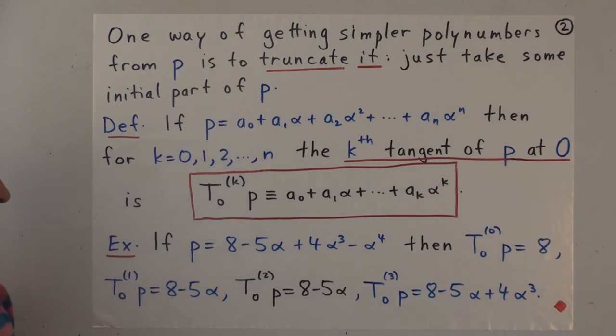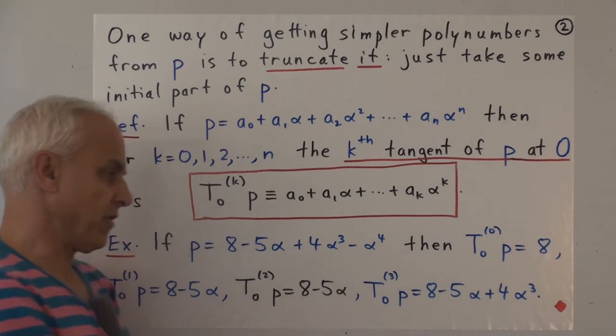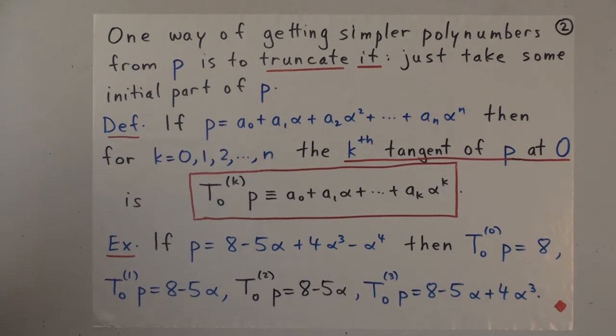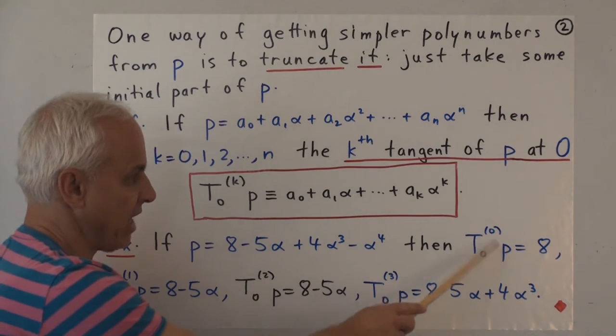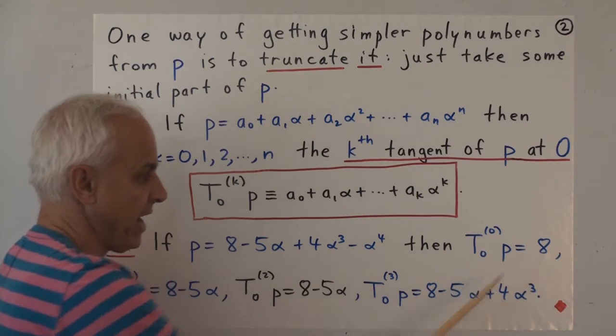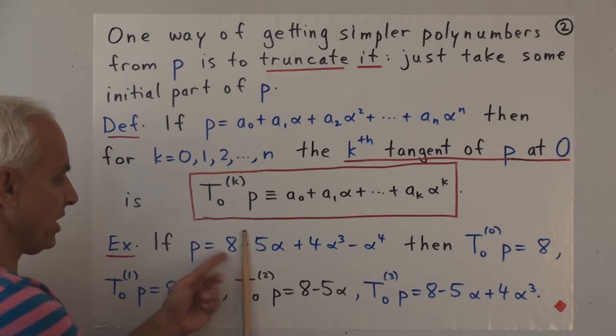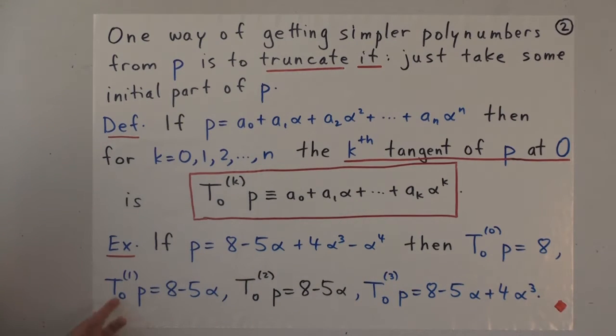So here's a particular example. If p is 8 minus 5 alpha plus 4 alpha cubed minus alpha to the 4th, then the 0th tangent of p at 0 is 8. We just take the terms of degree 0. The first tangent of p at 0 is 8 minus 5 alpha.